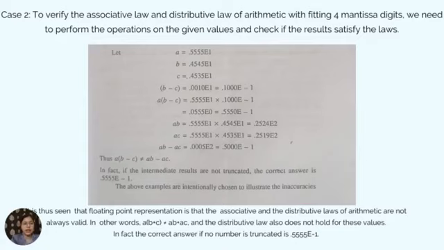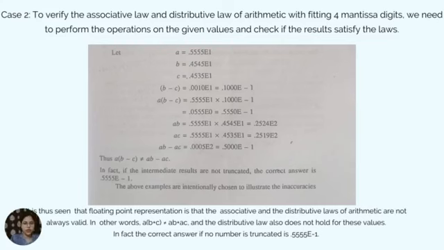Thus, A(B − C) is not equal to AB − AC. It is thus seen that in floating point representation the associative and distributive laws of arithmetic are not always valid. In other words, A(B + C) is not equal to AB + AC, and also A(B − C) is not equal to AB − AC. It is not valid for the distributive law. In fact, the correct answer, if no number is truncated, is 0.5555 × 10^-1.